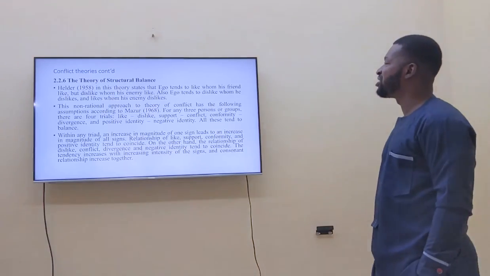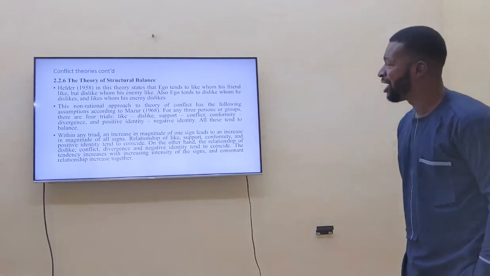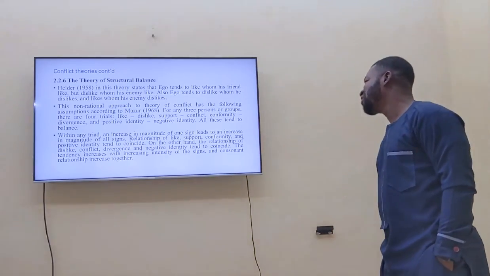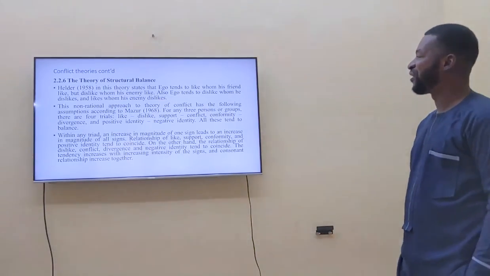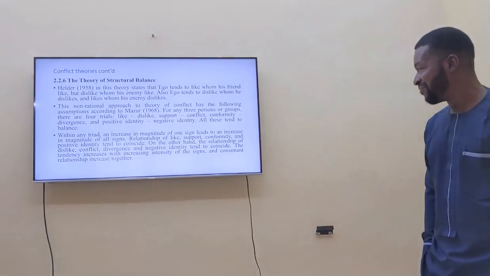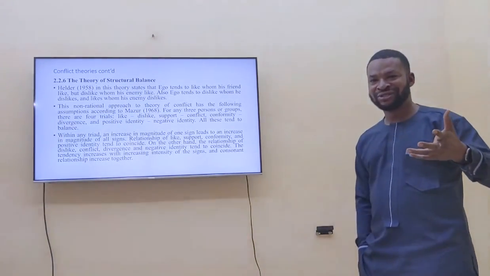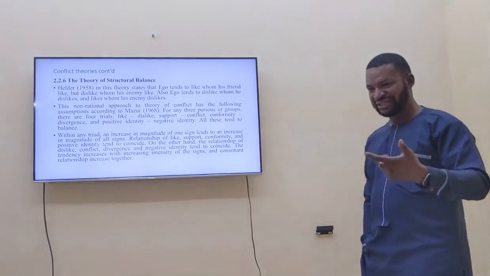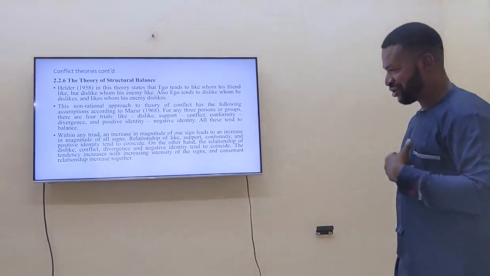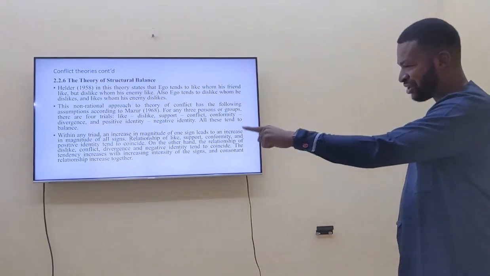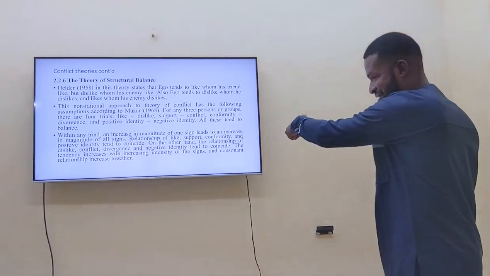The next theory is the theory of structural balance by Heider in 1958. The theory is simply saying that every person tends to like whoever his friend likes, but dislike whoever his enemy likes. It's a simple analogy. The hypothesis there is that because you are my friend and you have a certain enemy, I will definitely make that person my enemy.